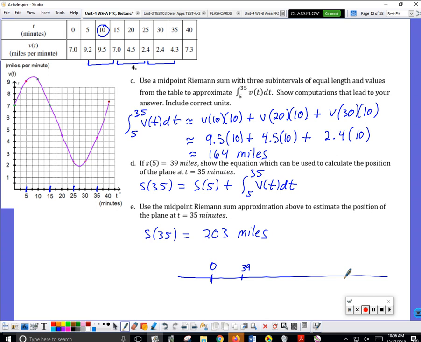I'm having a rough day. The displacement is 164. The plane is at 39. It displaces to the right 164 more miles. So 164 plus 39 is 203. Now the plane is at a location of 203. This displacement is the 169.